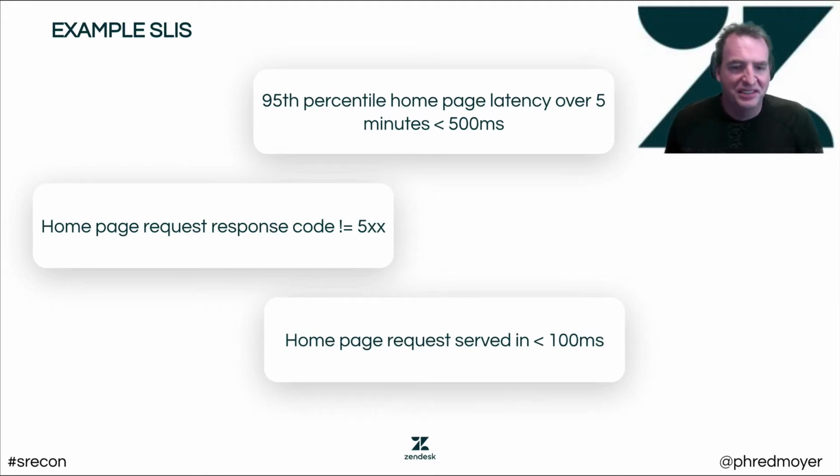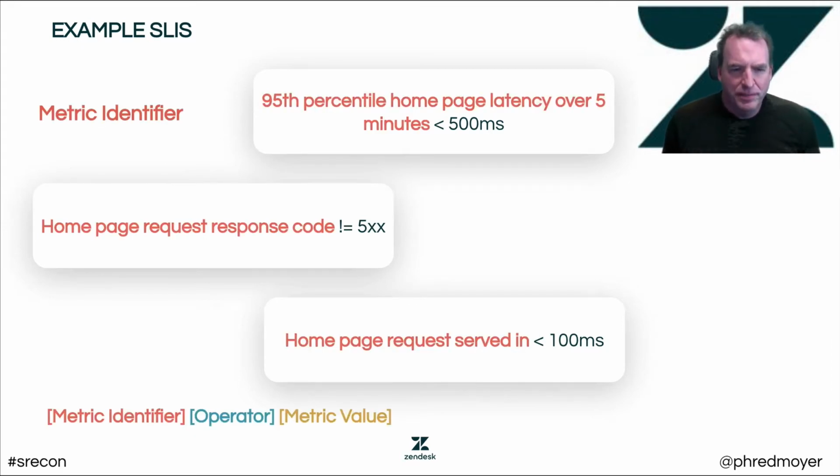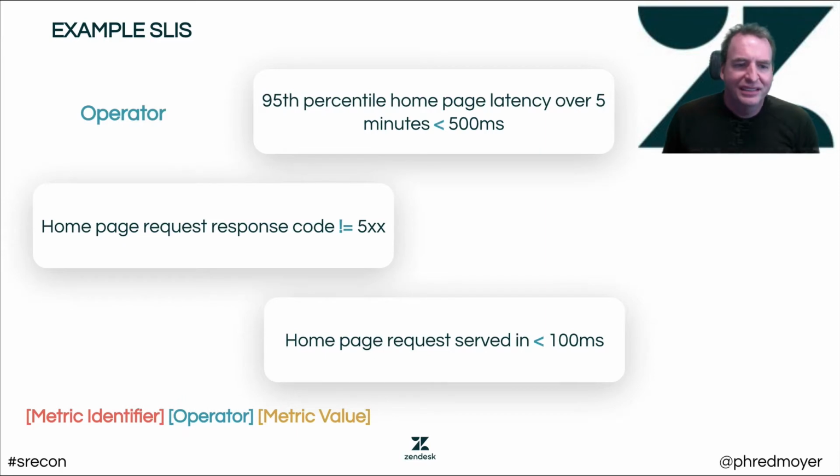Now, each of these statements is slightly different, but they all have common parts that can be parsed out. So let's go ahead and do that. The first piece we find here is that each SLI has what I call a metric identifier, also known as a metric name. And this is essentially a metric in your monitoring system that you record from your service into a time series database using something like StatsD. We all know how that works. The next element is an operator: less than, not equal to, basically any Boolean type operator found in your monitoring system. Again, fairly straightforward, which is what we want this to be.